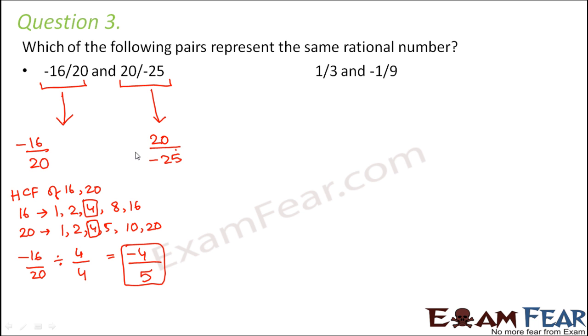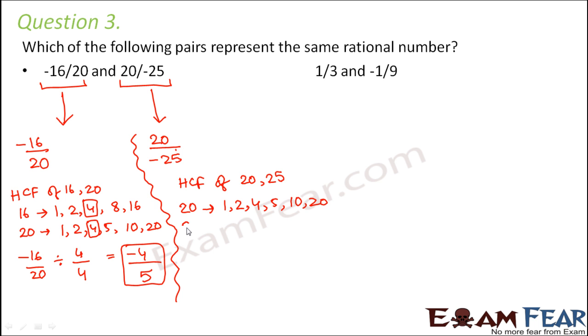Okay. Now in a similar way, let us try to find out the HCF between the numerator and denominator of this number. That is, we have to find out the HCF of 20 and 25. So let's list down the factors of 20. They are 1, 2, 4, 5, 10 and 20. What about 25? For 25 it is 1, 5 and 25. So which is the highest common factor? Nothing but 5.